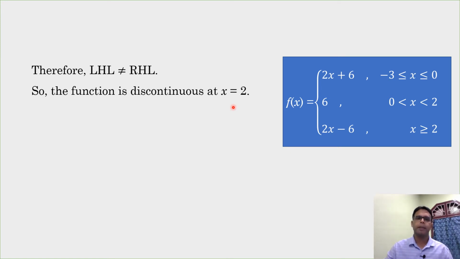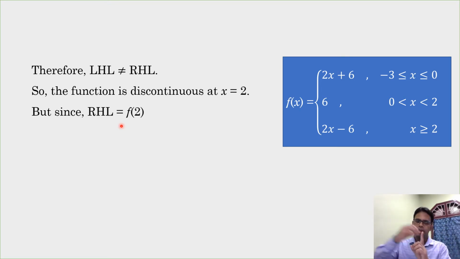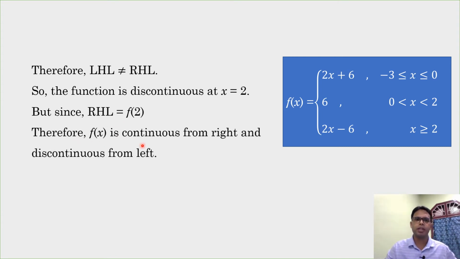It is okay. But since the right hand limit and f(2) are equal, already in the previous screen you obtained this line that the right hand limit is equal to the function value. So the function is continuous from the right. At the point 2, the right side will be touching the point 2, but the left side will not touch the point 2. So f(x) is continuous from the right and discontinuous from the left at the point x equal to 2.